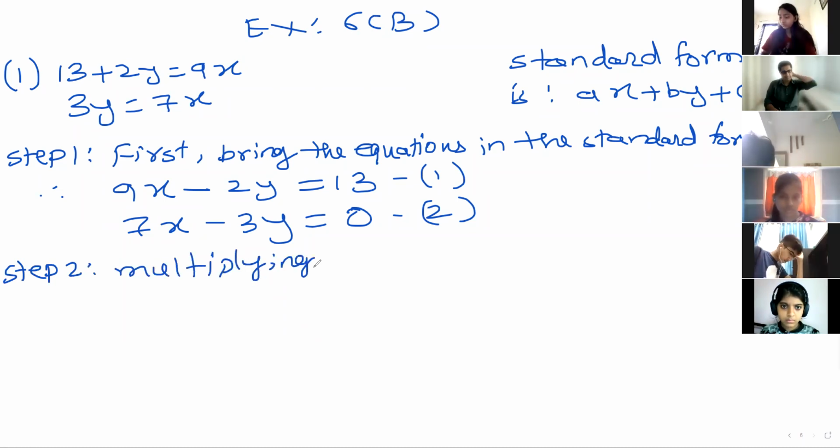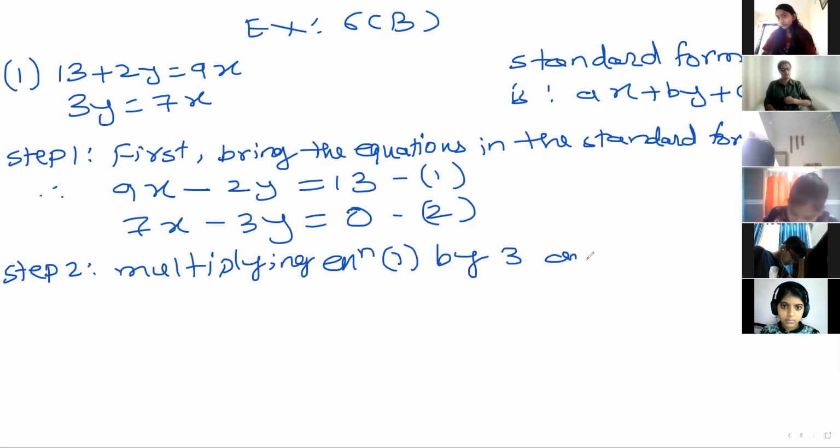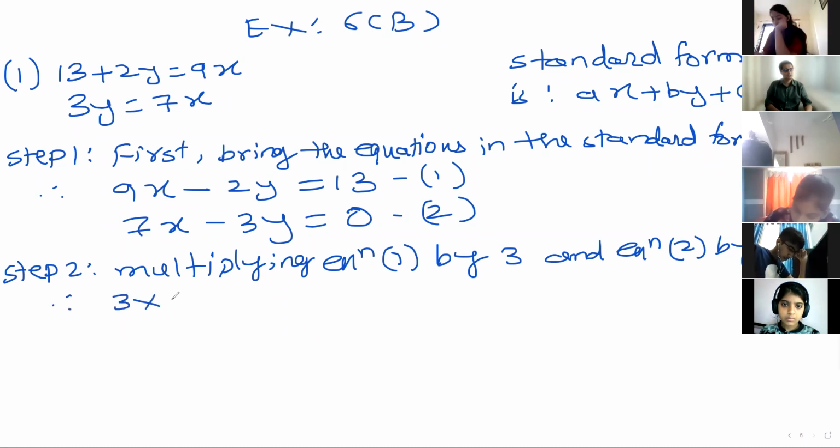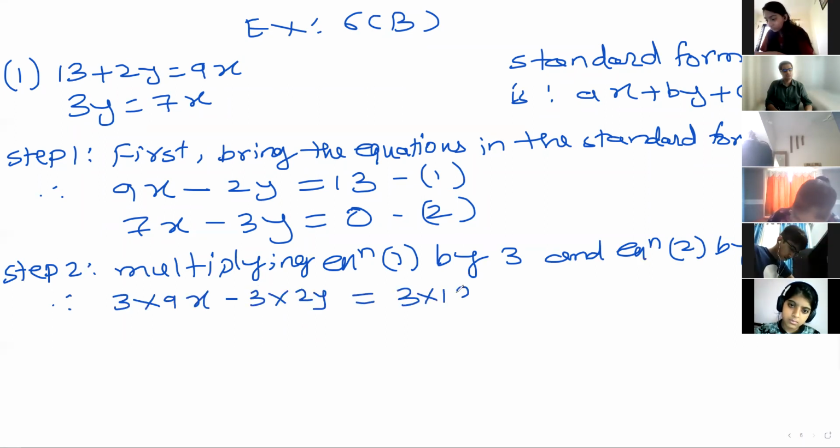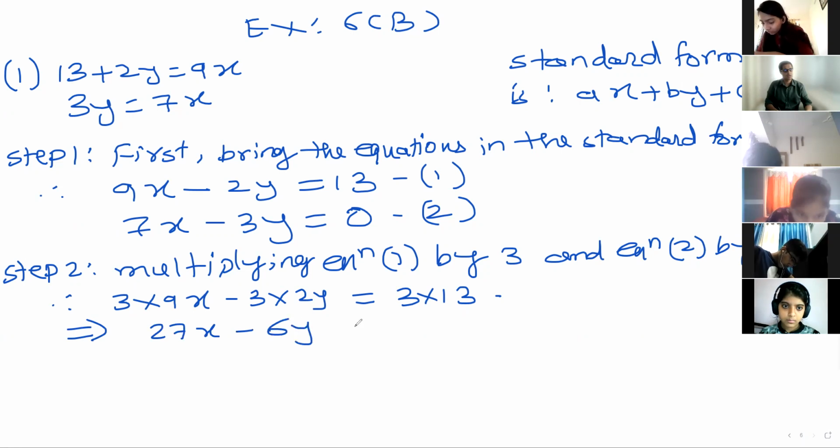multiplying equation 1 by 3 and equation 2 by 2, isn't it? Yes or no? Yes, sir. What do you get? 3 into 9x minus 3 into 2y is equal to 3 into 13. What will we get? 27x minus 6y is equal to 39. Call this equation 3.